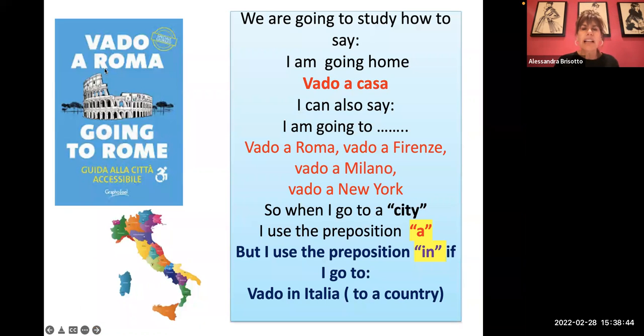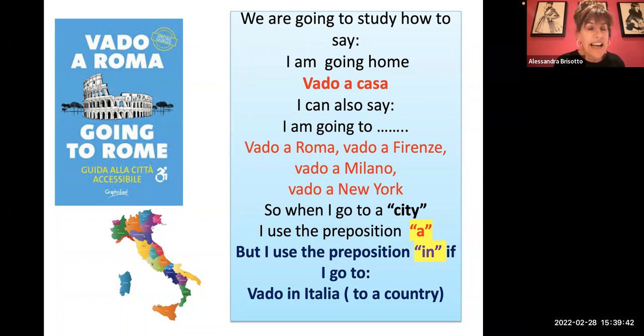Okay, now let's study the preposition. In your book, the prepositions are at page 29. We are going to study how to say I'm going home. In Italian, you say vado a casa or io vado a casa. In Italian, you don't have to pronounce the subject pronoun every time, like in English: I go home, you go home. You can just say go home, because from the conjugation of the verb you can understand who is speaking. So, vado a casa, I'm going home.